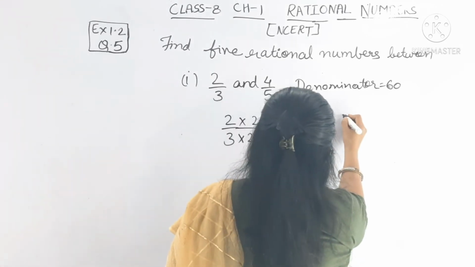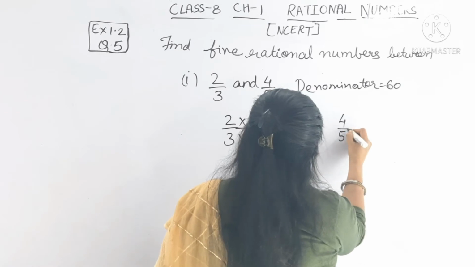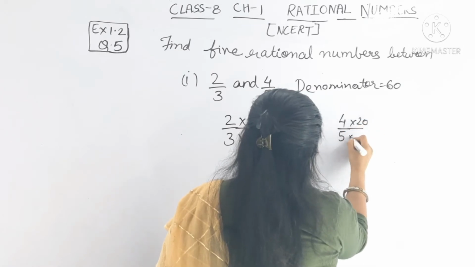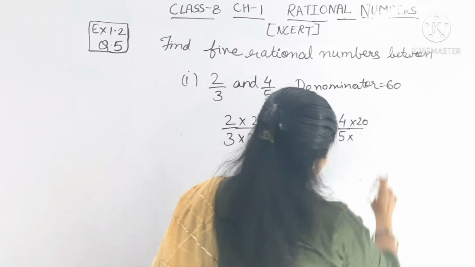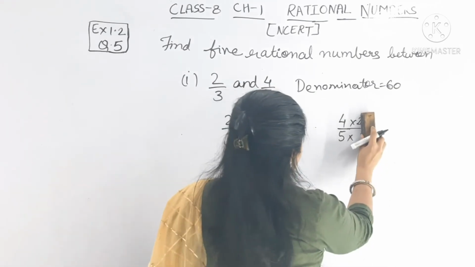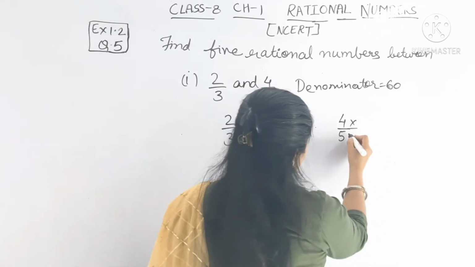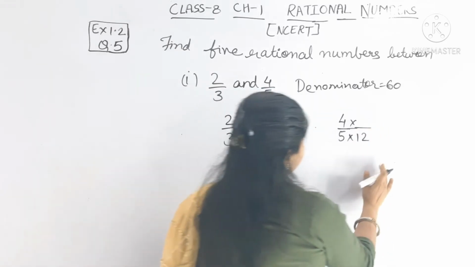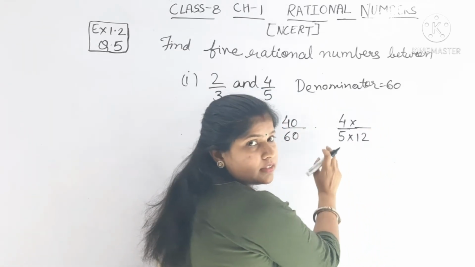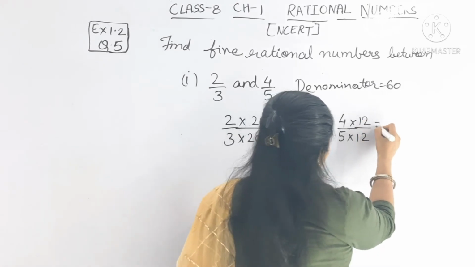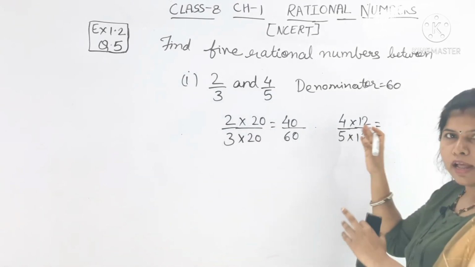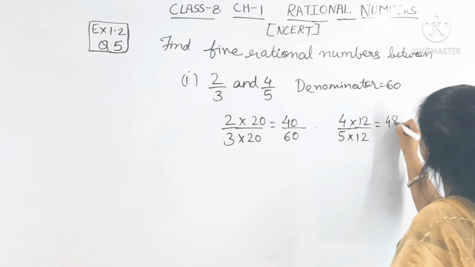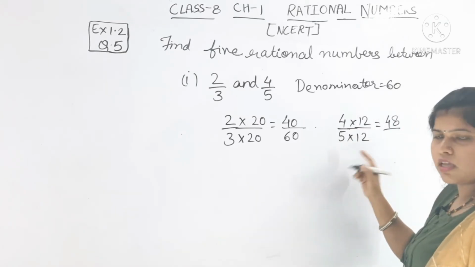And here you can write 4 by 5 into 20. Sorry, we have to make 60 here. So 12 5s are 60, we know. So I have to multiply the numerator and denominator with the same number. Okay, so here you can see 12 4s are 48 and 12 5s are 60.